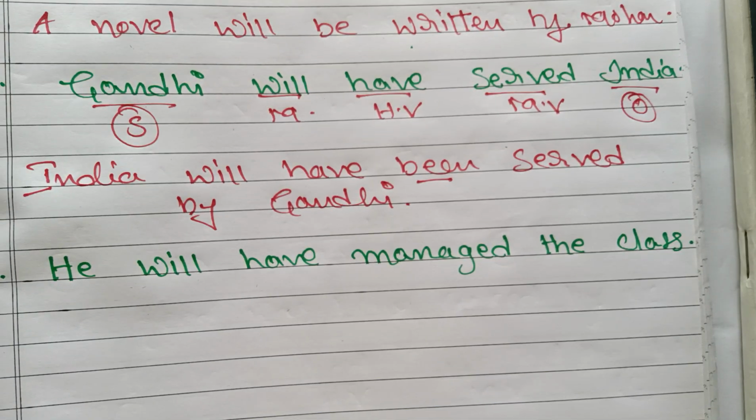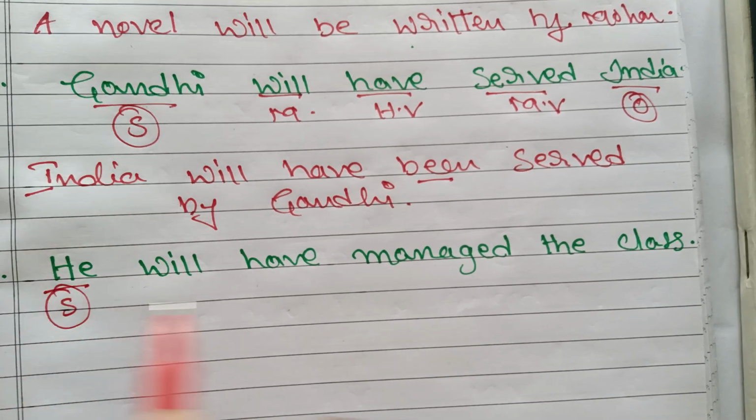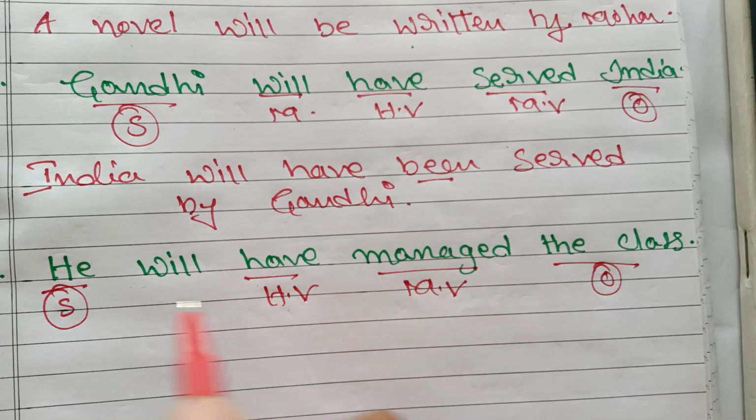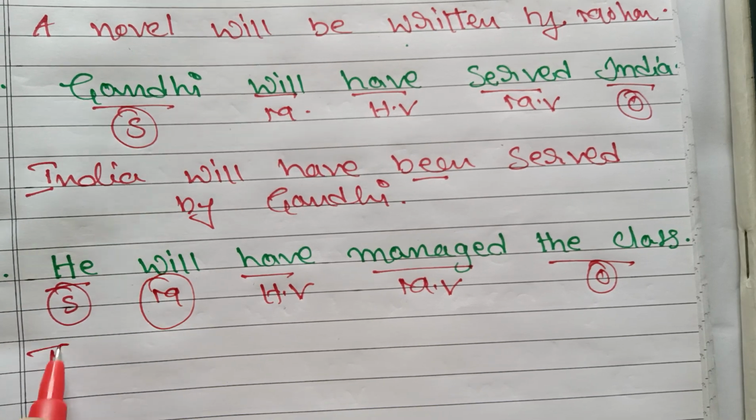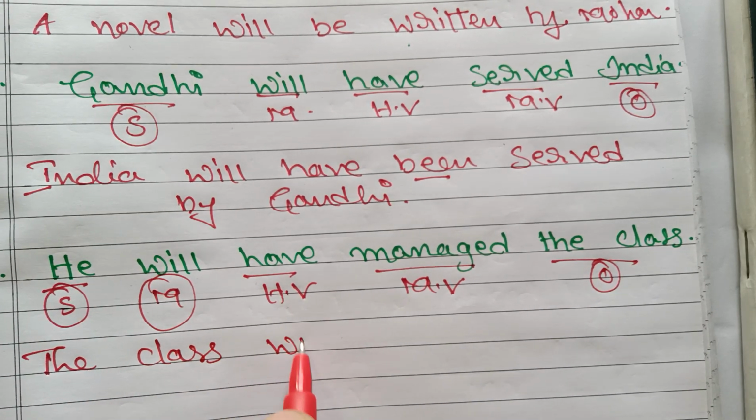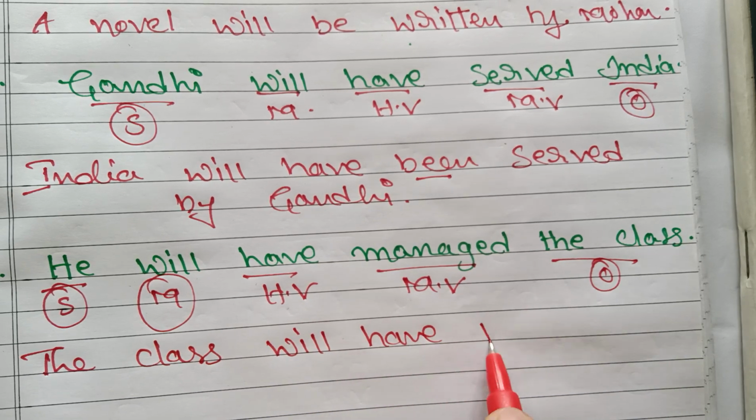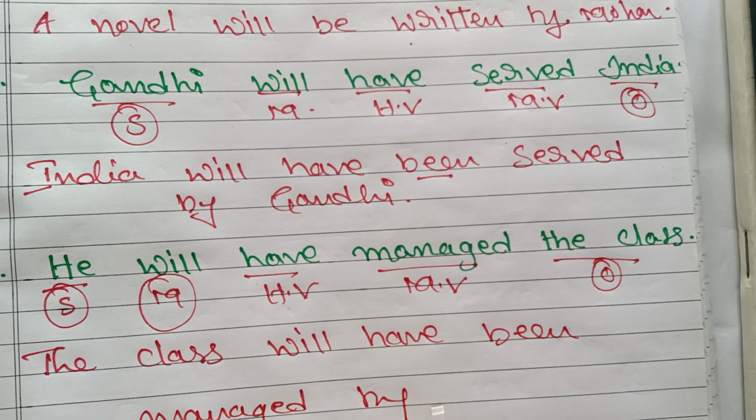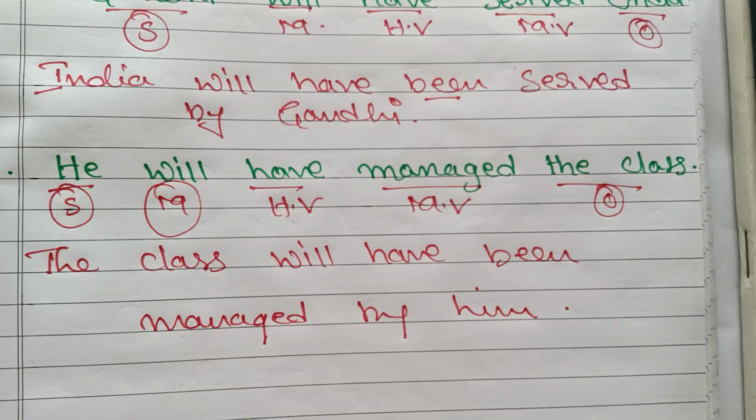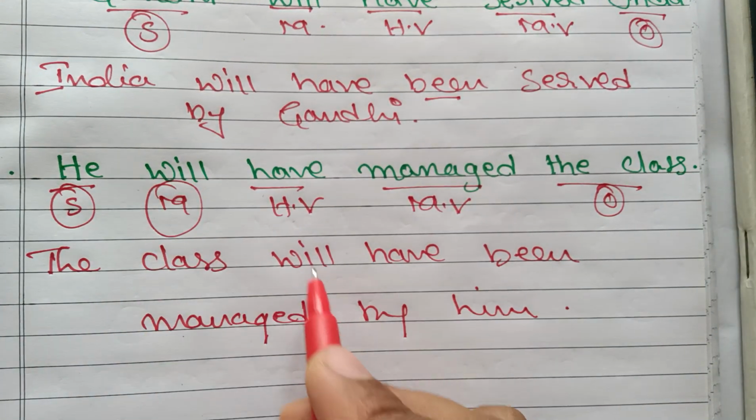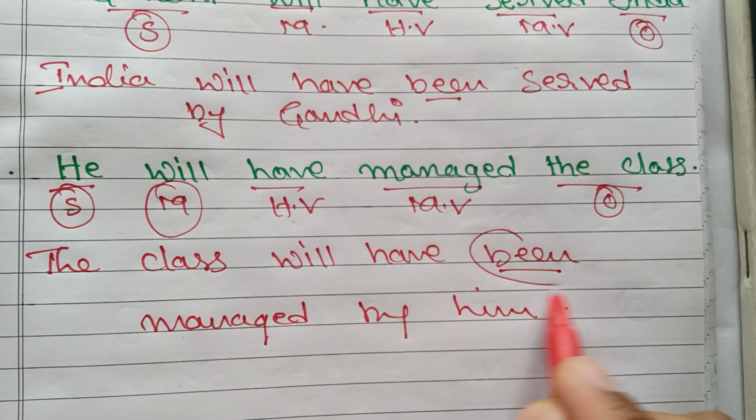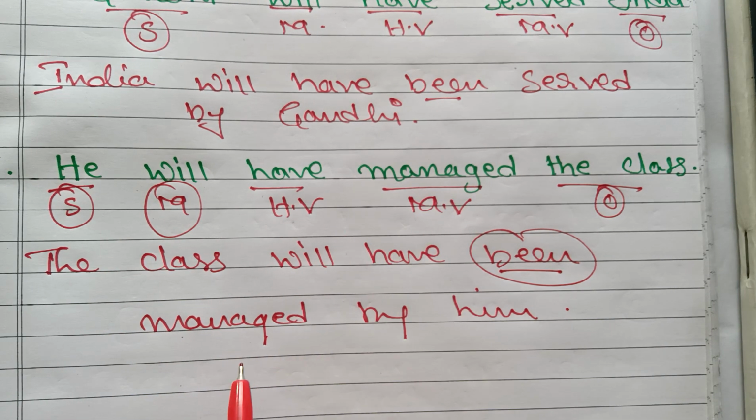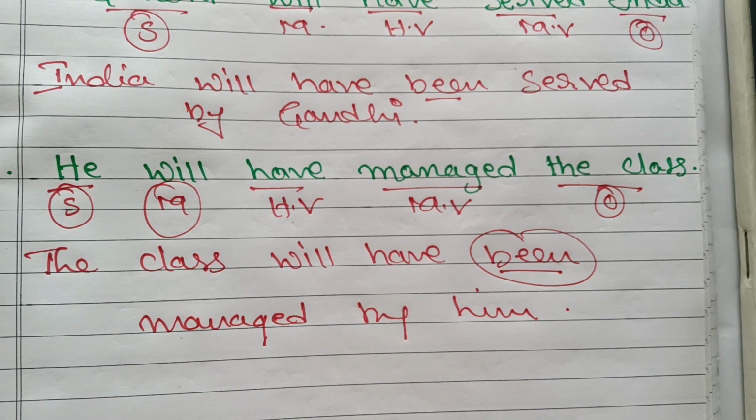And the last one, you will have managed the class. Subject, object, main verb, helping verb, model. So the class will have been managed by him. That's all. Object, the class will have, just add been. Just add been before the main verb and after the auxiliary. Then manage, same thing, use by before that, he will become him.